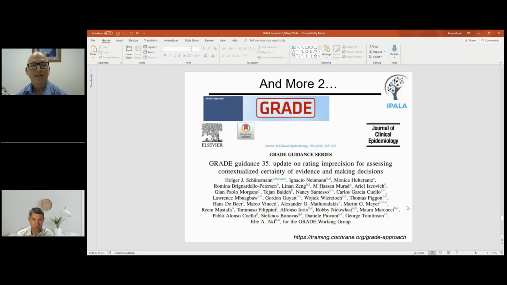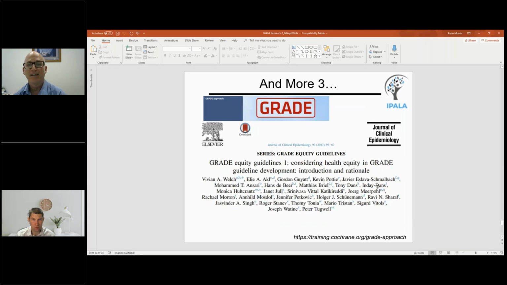This is the most recent of the GRADE guidance. So there are now 35 papers on different aspects of assessing impact that have been published in the Journal of Clinical Epidemiology. There was an earlier series done in the BMJ. These are world-class researchers providing really excellent guidance on very sophisticated and complex problems that people face when they're trying to assess evidence and convert evidence into guidelines.